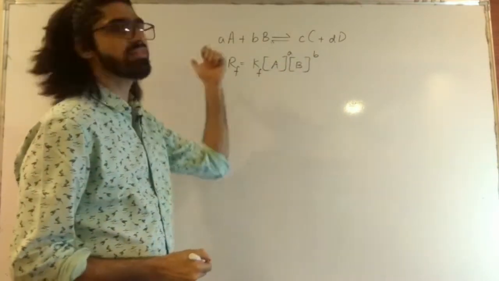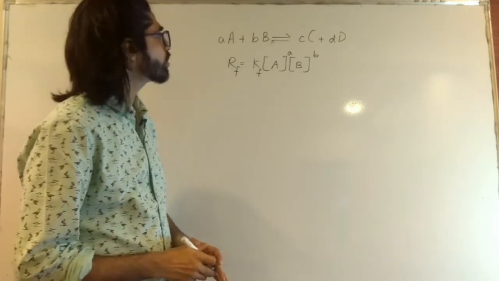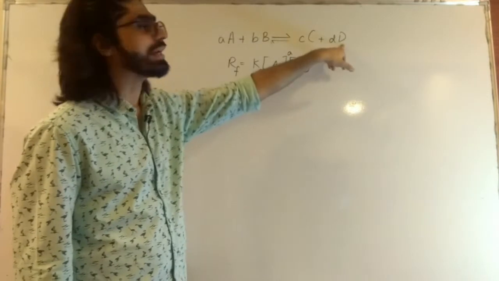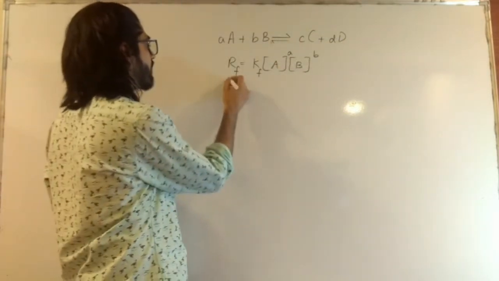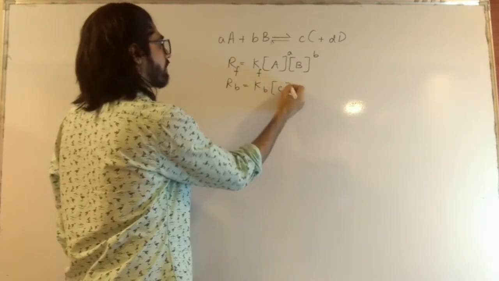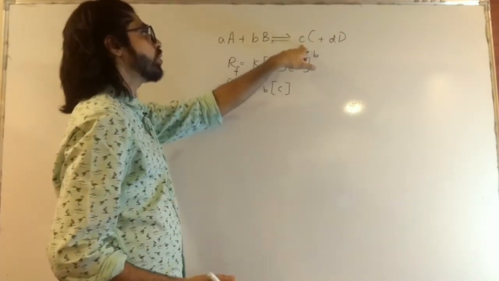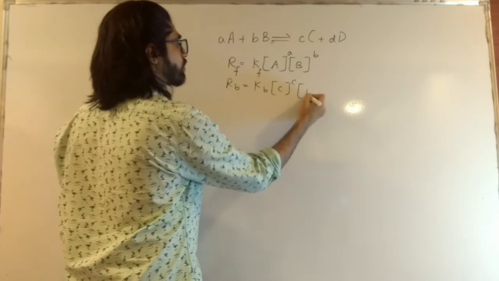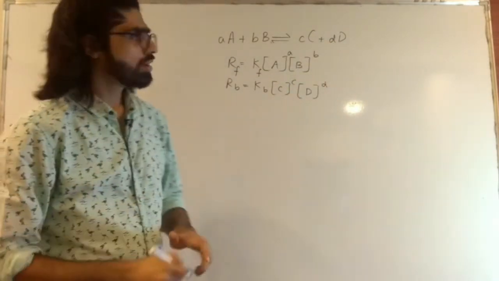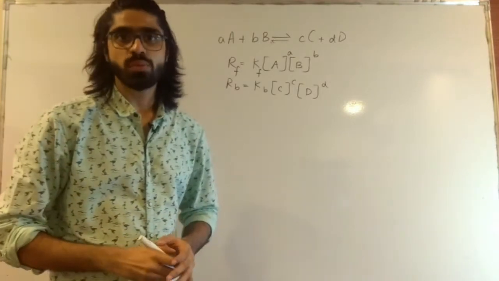Can you write rate of backward reaction in a similar way? Of course you can. If you consider the backward reaction, your reactants are C and D. So the rate of backward reaction will be the rate constant kb, the reactant C power its coefficient which is c, into the reactant D power its coefficient which is d. So that is how you can write rate of backward reaction.